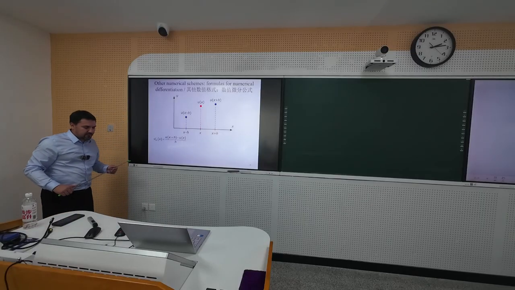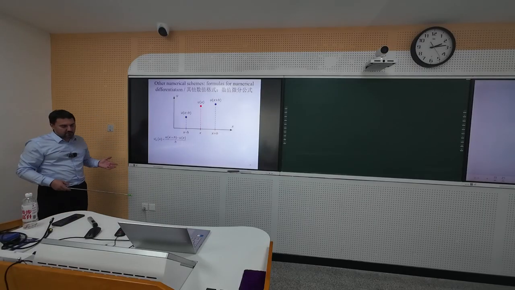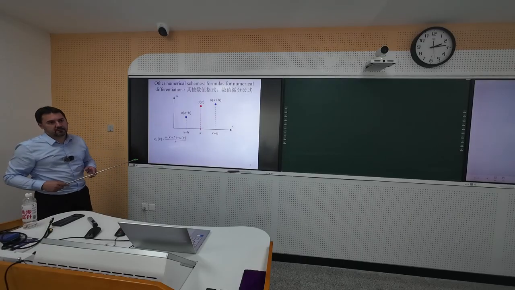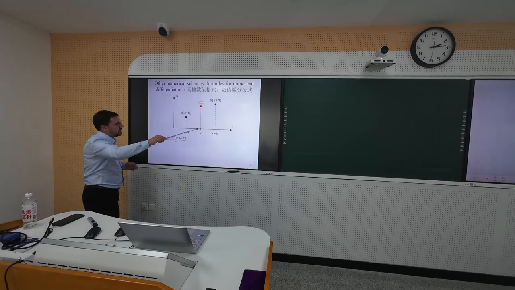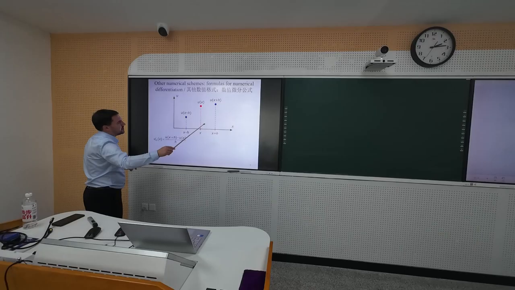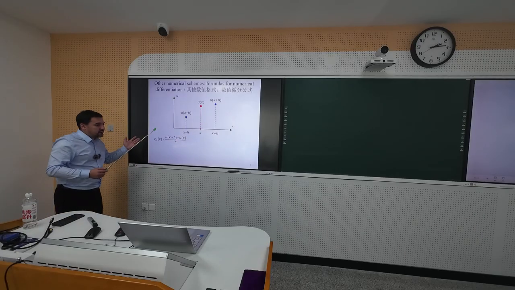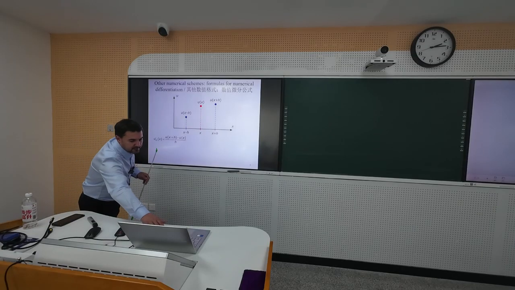So we started with the simplest possible scheme. We said, okay, let's take what is called the forward difference method. If we had a point x, we took u of x plus h minus u of x, over h, and said, well, consider, for example, this scheme. But actually, we have a lot of possibilities.